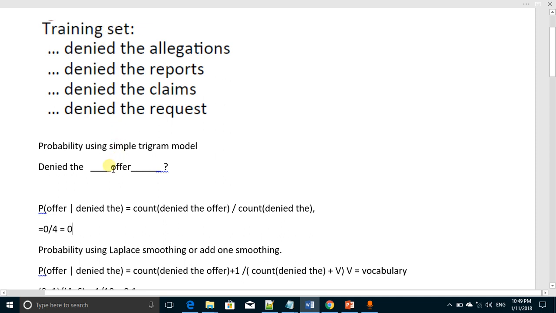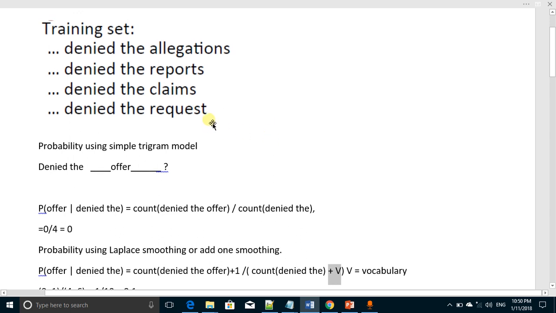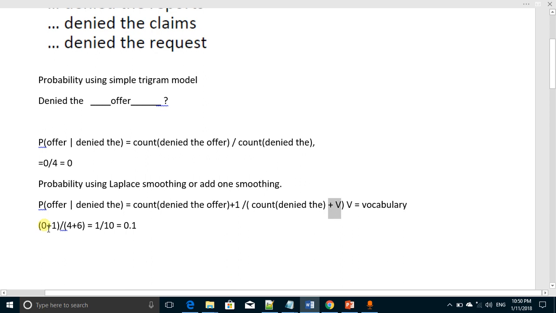But because this word does not exist in this training, our simple or unsmoothed trigram model is giving the answer zero. So to handle such a situation, we want to make it non-zero, and for that purpose we use the algorithm of Laplace smoothing or add-one smoothing. In this algorithm, we always add 1 in the numerator. So if there is 0, it will become non-zero, and we add the vocabulary size in the denominator, and vocabulary here means the distinct words. The distinct words in this training set are 1, 2, 3, 4, 5, 6. So we added 1 to this 0, it became 1, and we added 6 to the denominator, so it became 10. So the answer is 1 over 10 or 0.1.